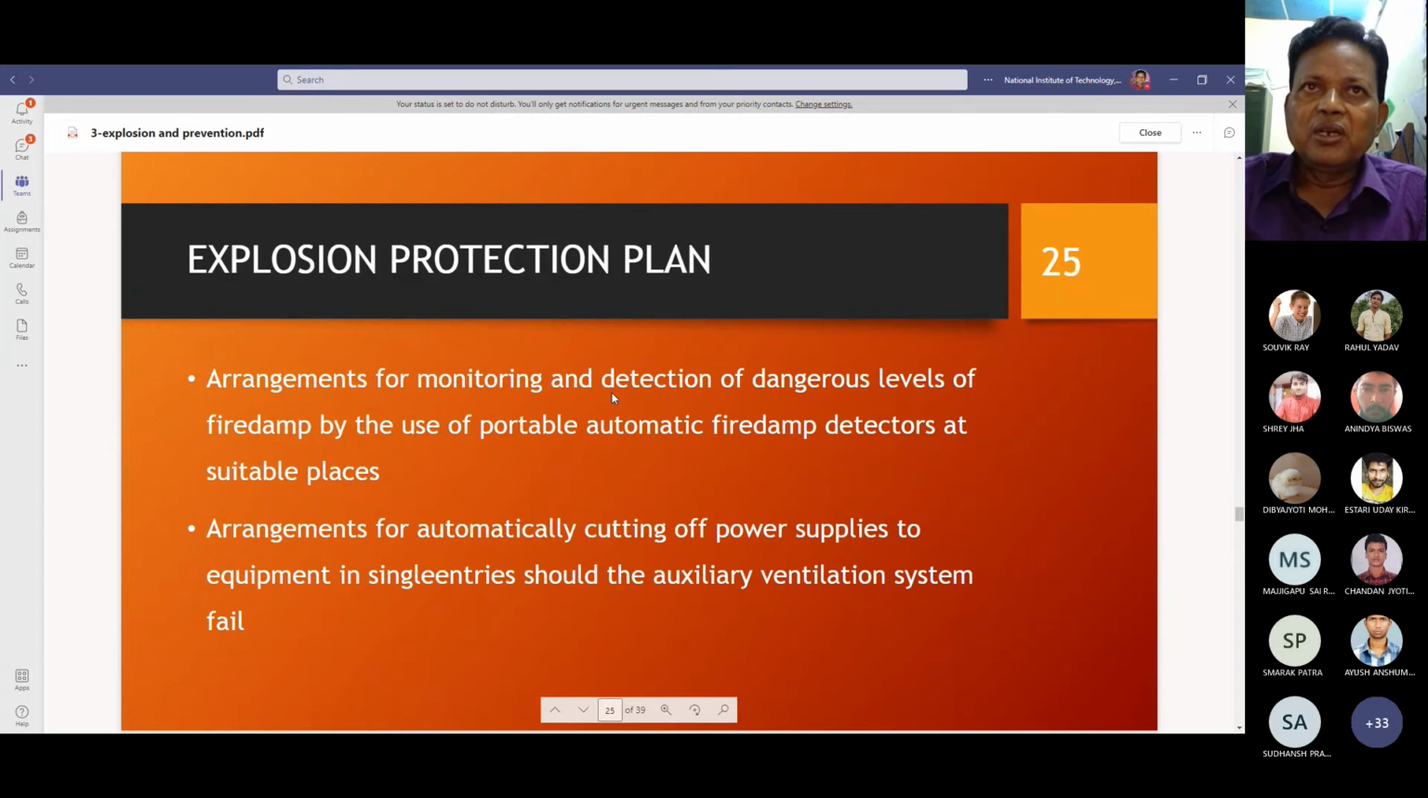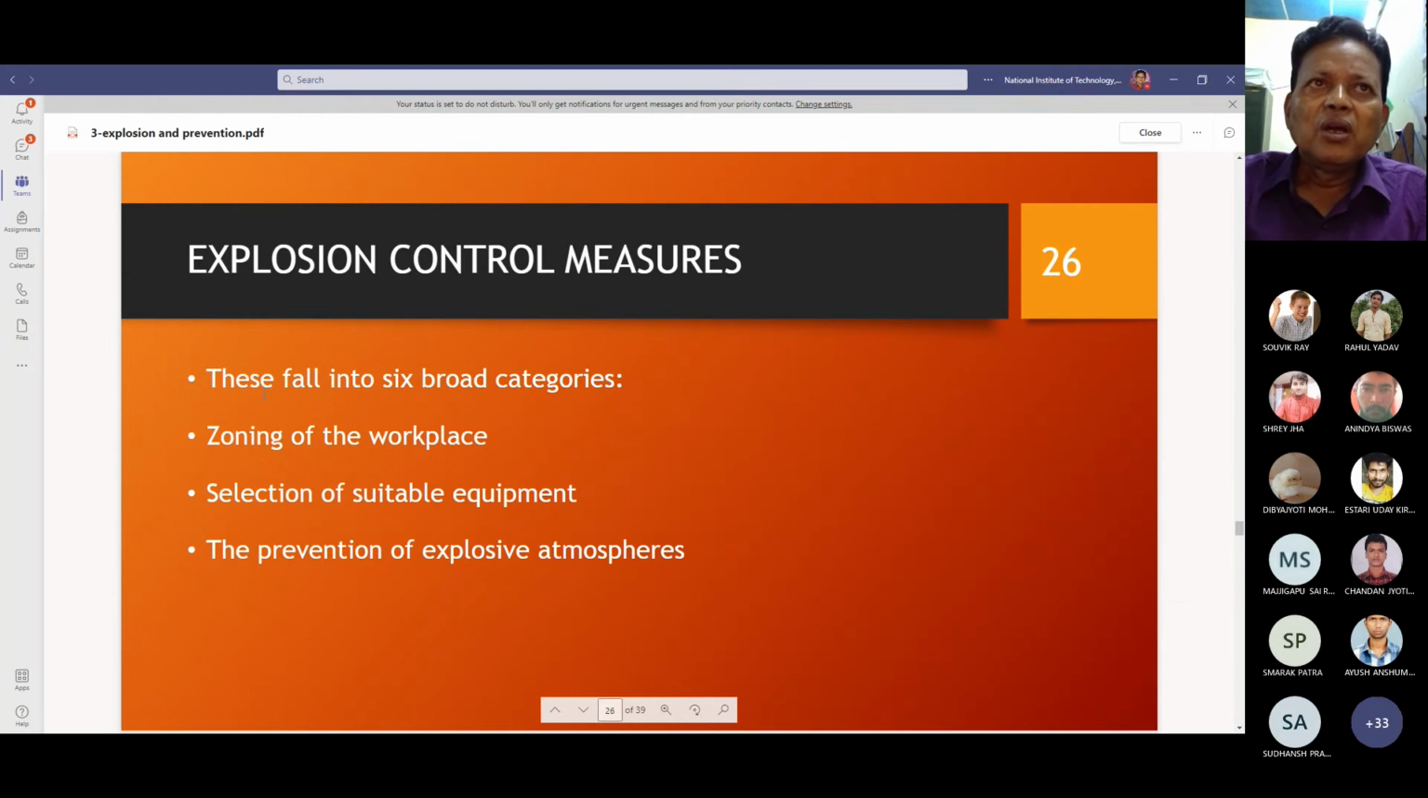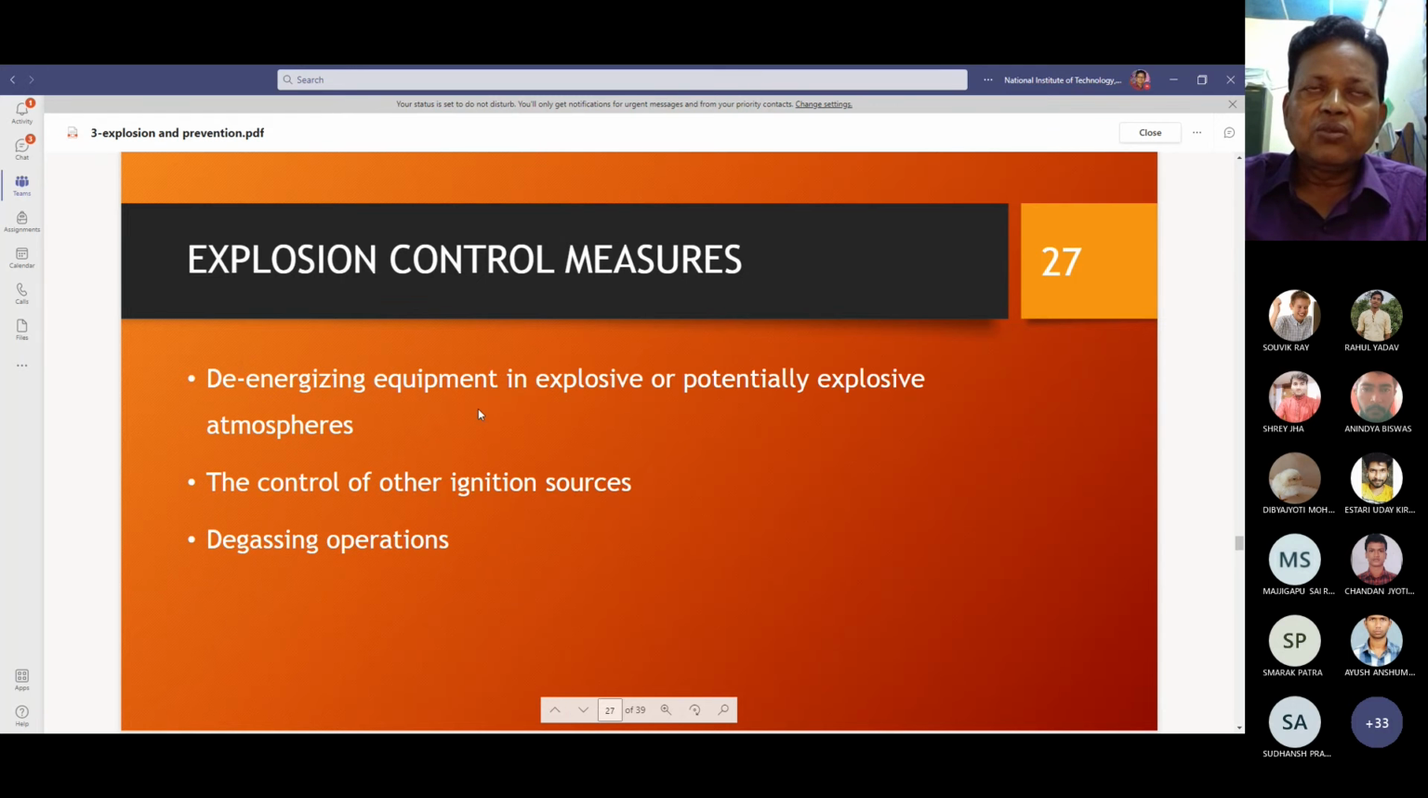Arrangements for monitoring and detection of dangerous levels of firedamp by the use of portable automatic firedamp detectors at suitable places. Arrangements for automatically cutting off power supplies, etc. These fall into 6 broad categories: zoning of the workplace, selection of suitable equipment, prevention of explosive atmosphere, de-energizing equipment in explosive or potential explosive atmospheres, control of other ignition sources, degassing operation. These are the explosion control measures.